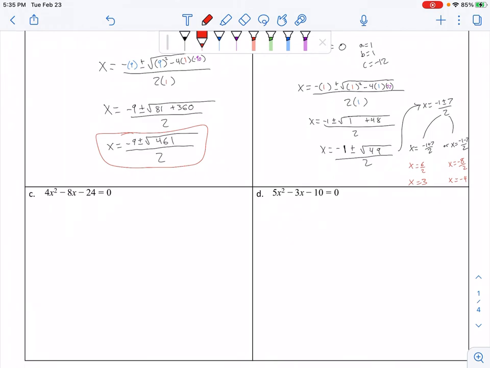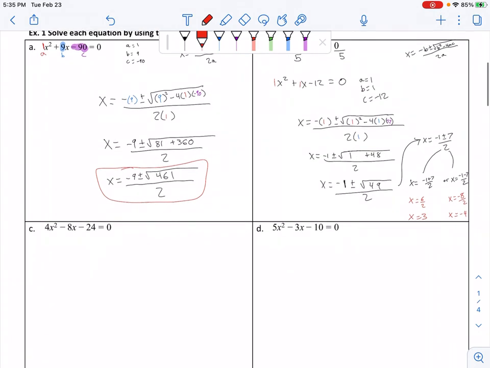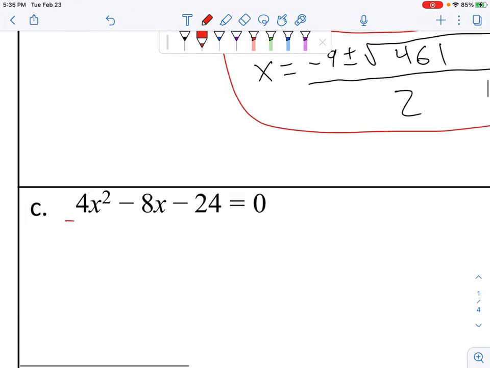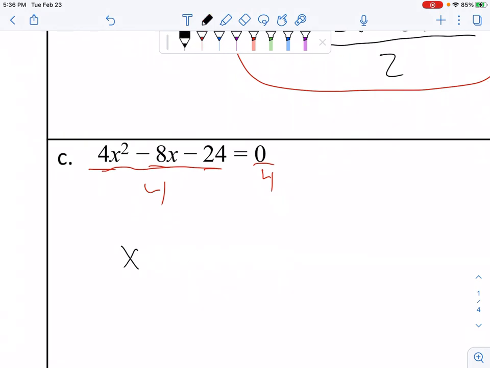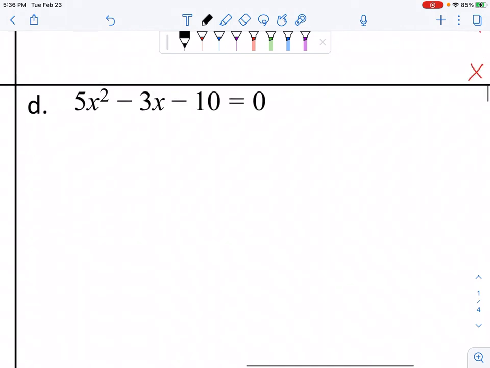I'm going to skip C. If you'd like to practice it on your own, you can. It's similar to B in that you could divide out 4 from this side and a 4 from this side and scale your problem down to x squared minus 2x minus 12 equals 0, and then you could plug in from there. I'm going to jump over to D and work on this one. There's no greatest common factor. So my A is 5, my B is negative 3, and my C is negative 10.